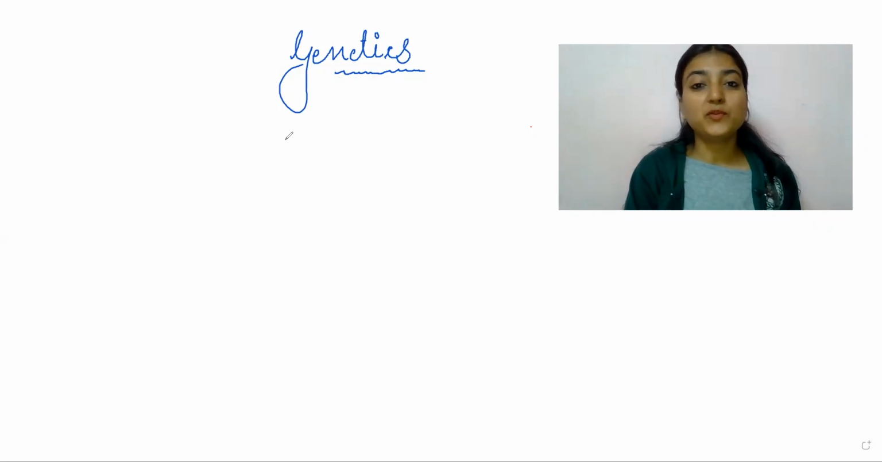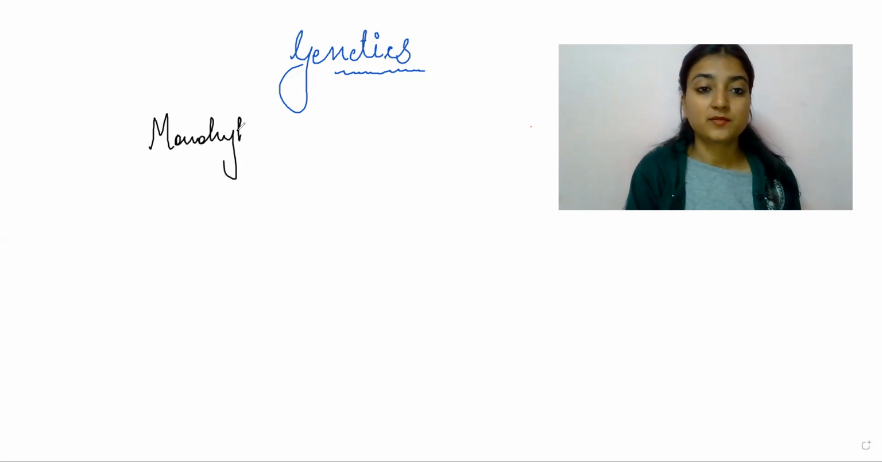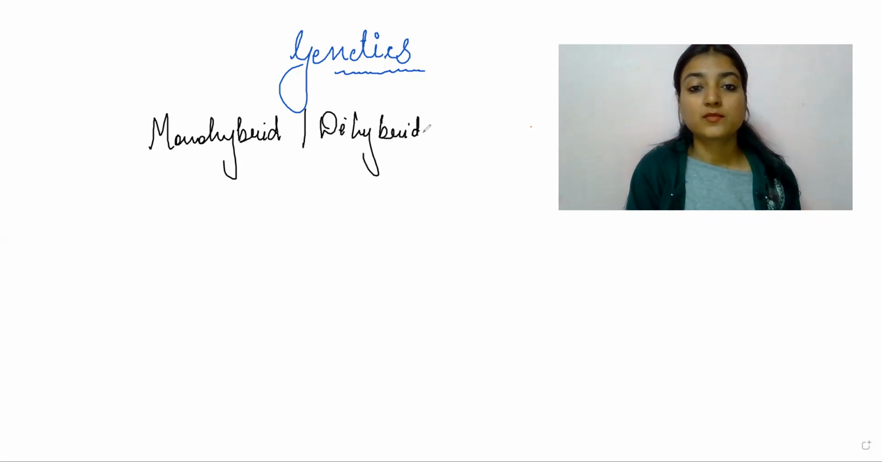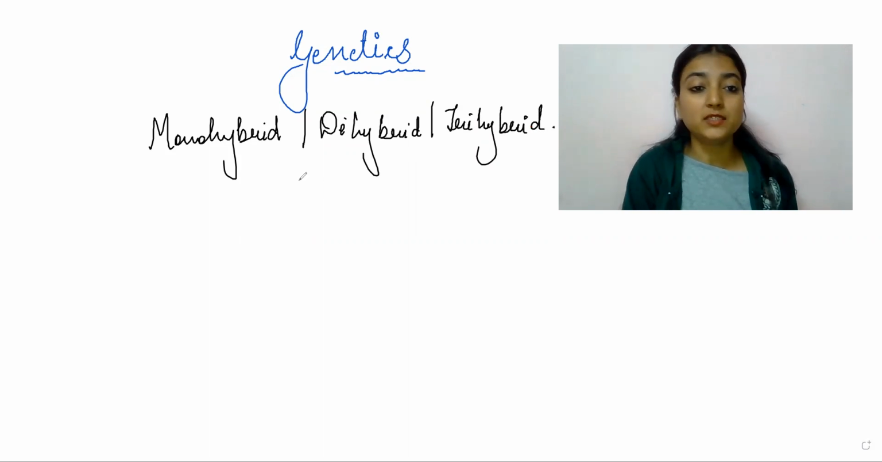In the previous video, we discussed Mendel's laws of inheritance. There were three laws: law of dominance, law of segregation, and law of independent assortment. In this video, we will be discussing monohybrid, dihybrid, and trihybrid crosses. We will take some examples and solve them.